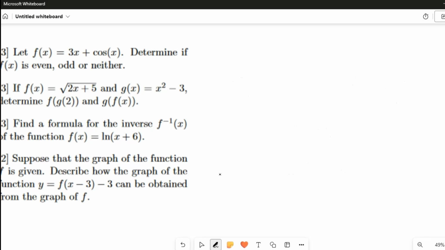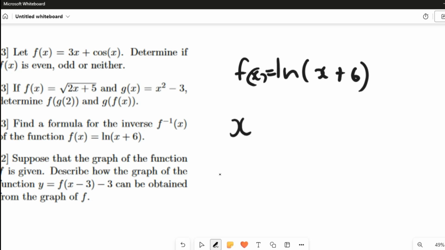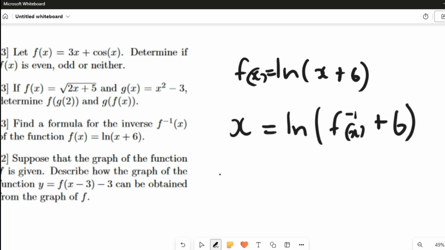The next one here says, if f of x is given by ln of x plus 6, find the f inverse of x. Okay, now you want to replace f of x with x, as you replace the x here with the f inverse, and then solve from there. Ln of the f inverse of x. If you don't want to write this so many times, you can just replace f inverse with y, solve for y, and then after that you are done.